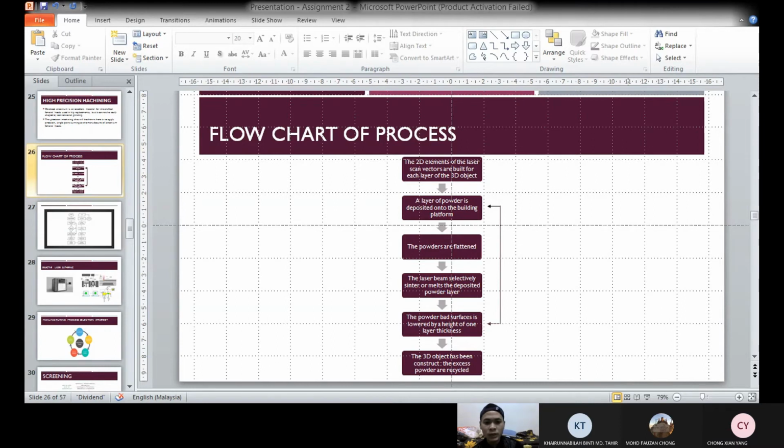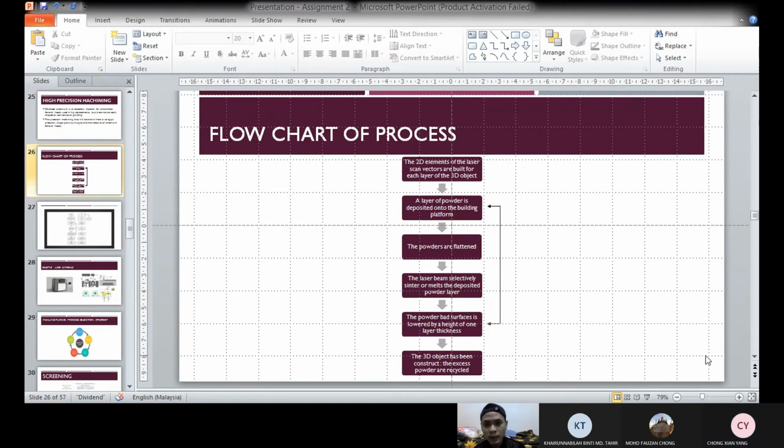The 2D elements of the laser scan vector are built for each layer of the 3D object. For the second, a layer of powder is deposited onto the building platform. Next step, the powder is flattened. The fourth step, the laser beam selectively sinters or melts the deposited powder layer. For the fifth, the powder bed surface is lowered by a height of one layer thickness.